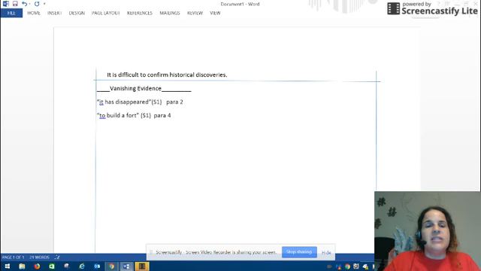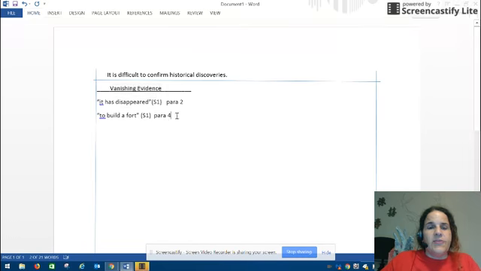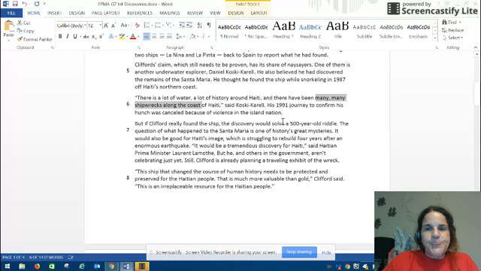Okay, I might find other quotes that fit with those, but for right now, I'm going to put those together and close that out. I'm going to skip a couple of lines, because I don't know if I'm going to find more evidence that fits with the vanishing evidence. But I'm going to put this one by itself because it doesn't fit with those others. I don't know what the main idea is yet up here because I haven't found any more quotes about this. Okay, so let me keep going. Many, many shipwrecks. Okay, confirmed.